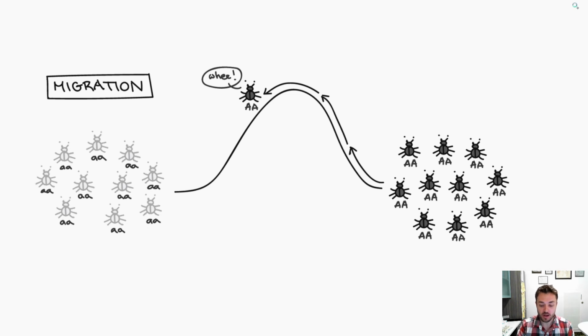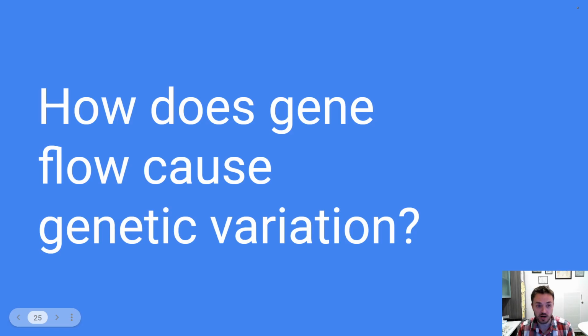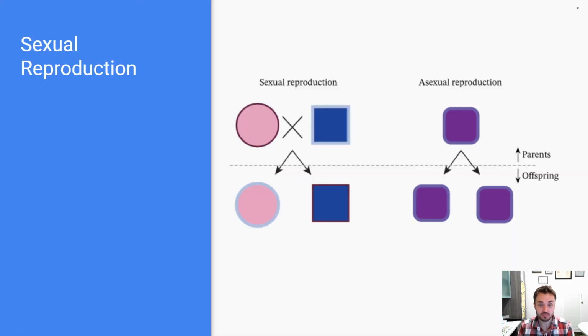If there was a mountain in the way of these guys, let's say all these guys just had the same alleles, and all these guys had the same alleles. If there's some migration, suddenly we're introducing these new alleles, the big A's, into this population, which may or may not be helpful depending on the environment. So gene flow causes genetic variation because it shares genetic variation from other locations.